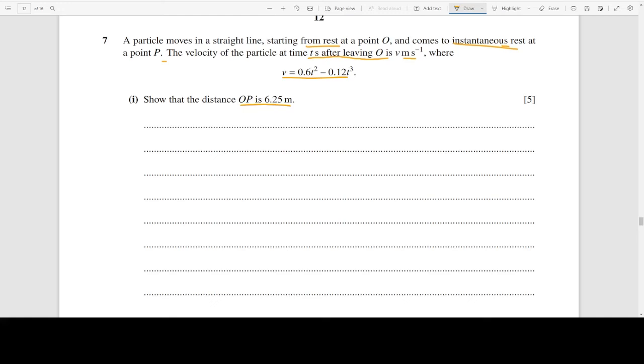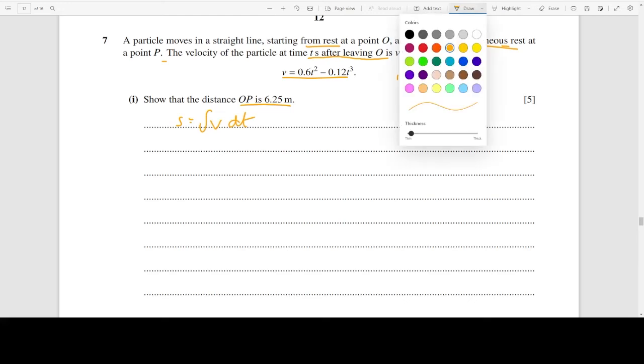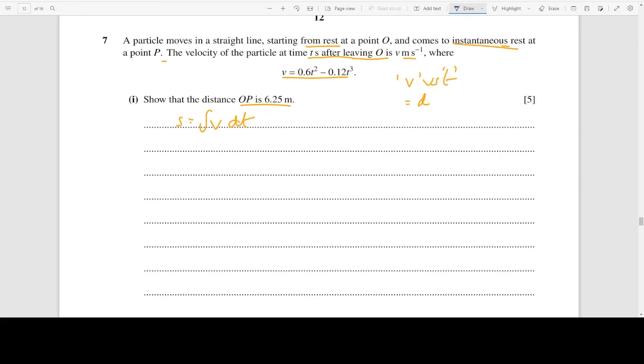So we can use this equation to find the distance using integration, because the area under the graph of velocity versus time gives distance. So we just have to use this, but first we'll have to determine these limits.